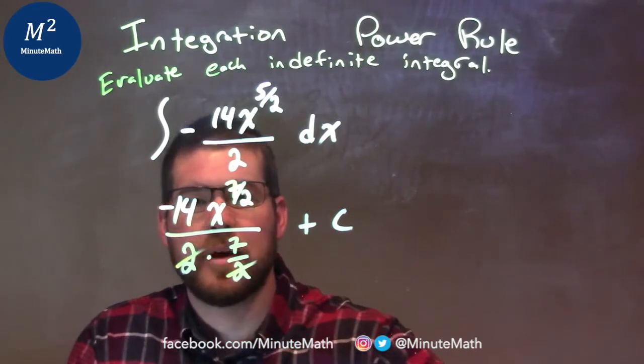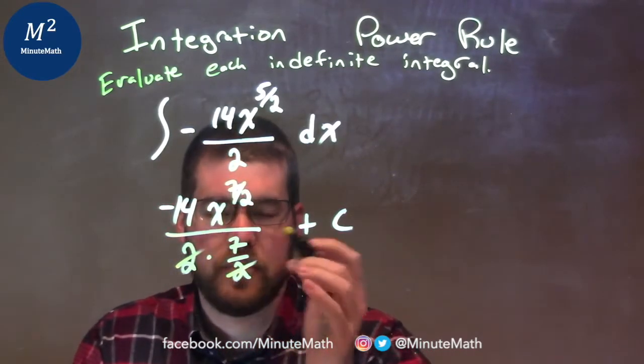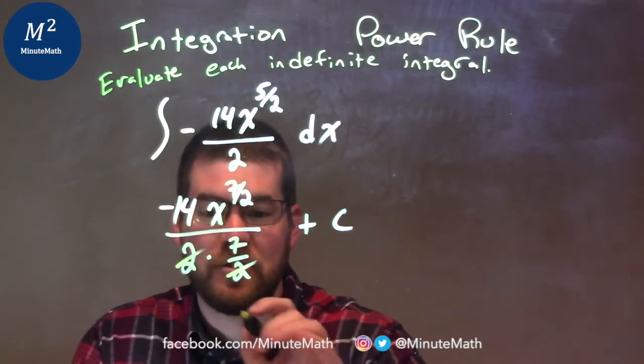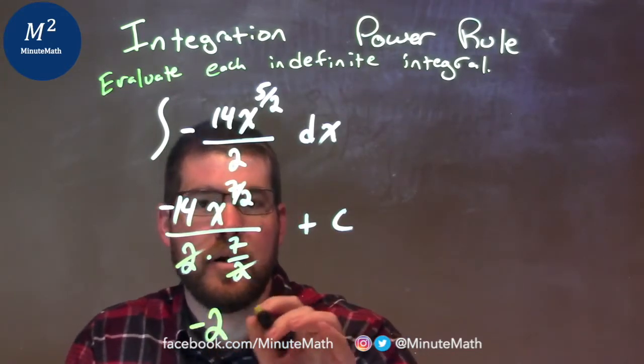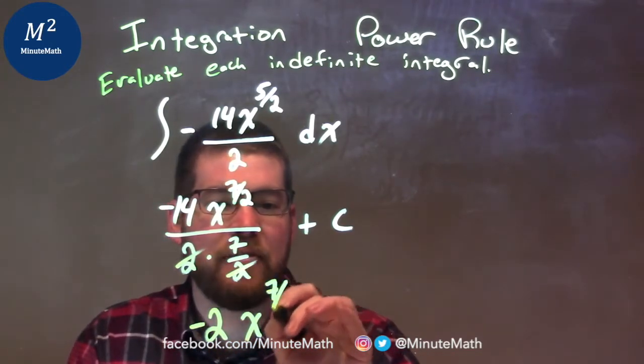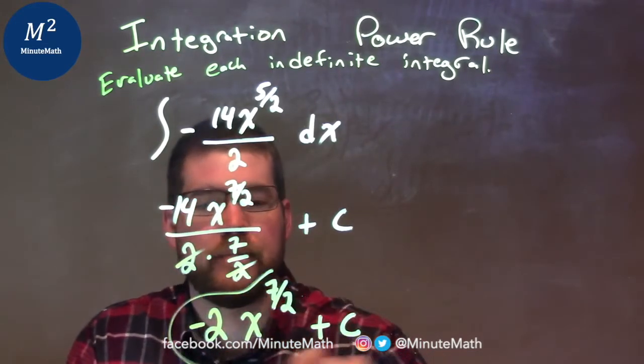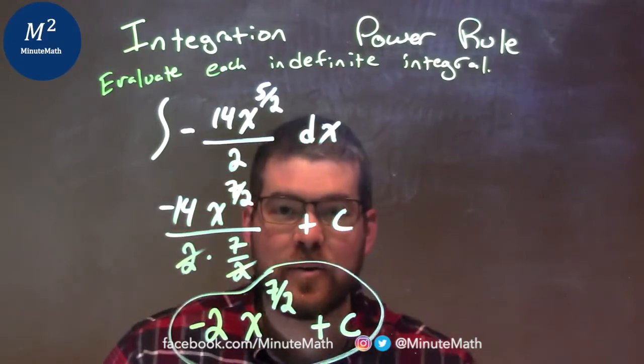2 and 2 cancel out, right? 2 divided by 2 is 1. And then 7 and the negative 14 is a negative 2. So we have a negative 2 x to the 7 halves power plus c. That's it. That is our final answer.